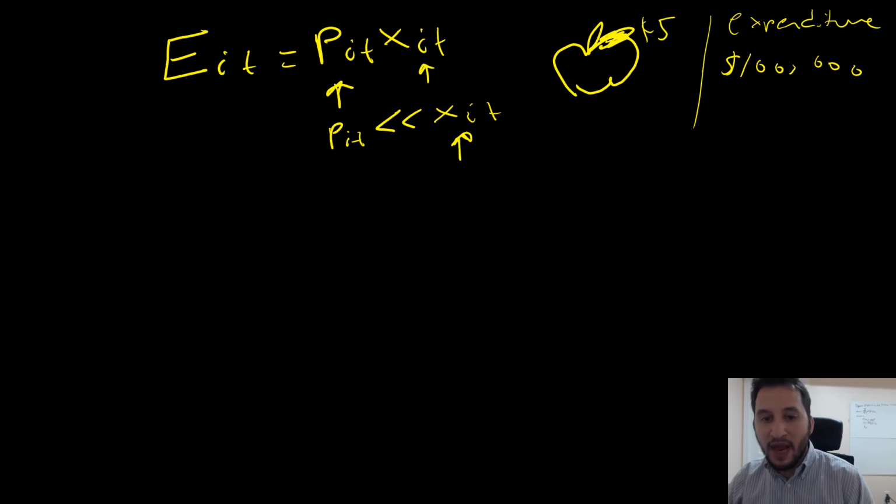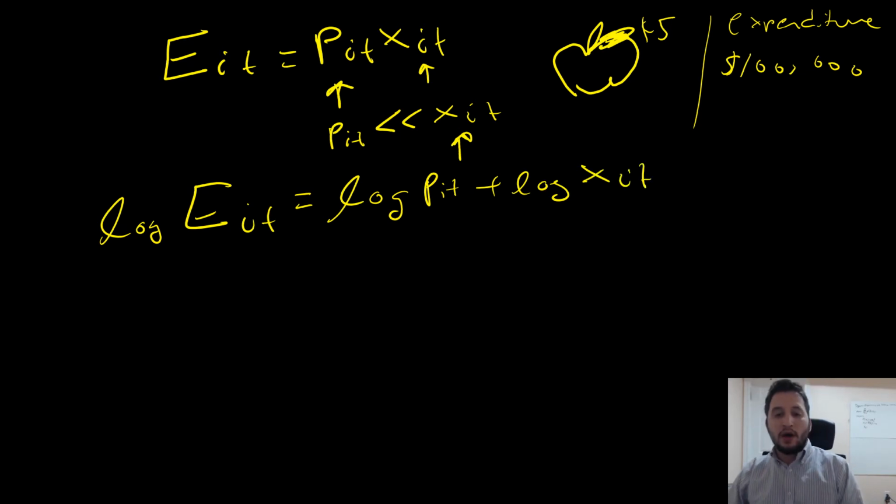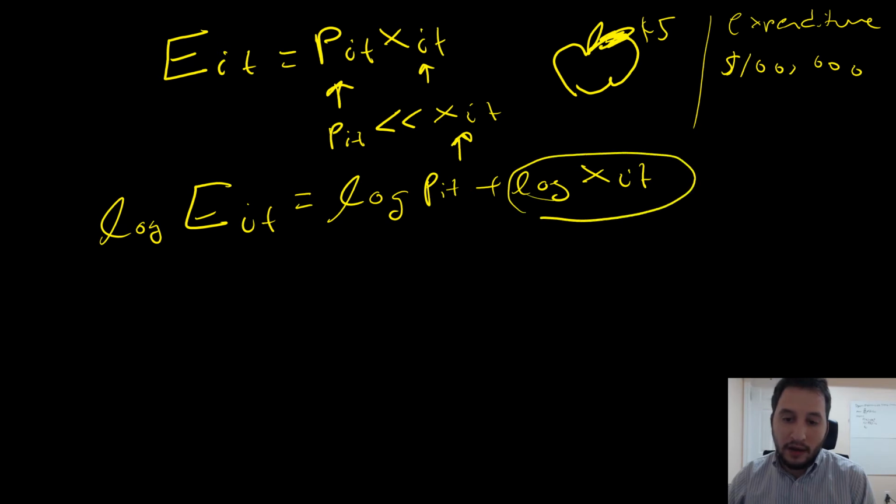So this is like the main component, and this is more clearly seen in terms of logs, right? So let's put a log here, log P_it plus log X_it. So that's what we have here. And really, how exactly do we capture this point here? How do we get this? So the way I do it is as follows.